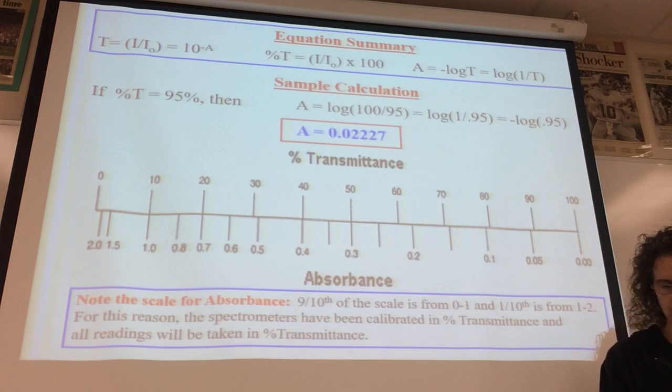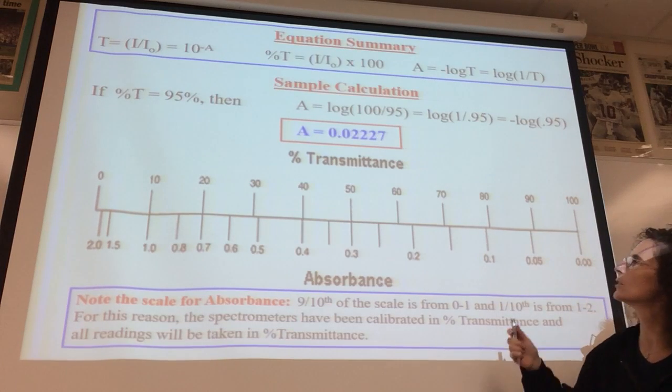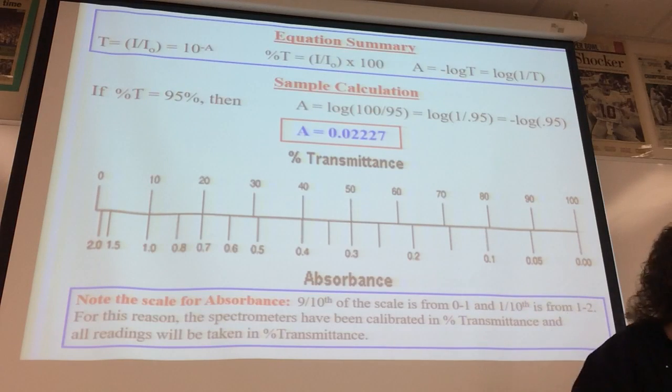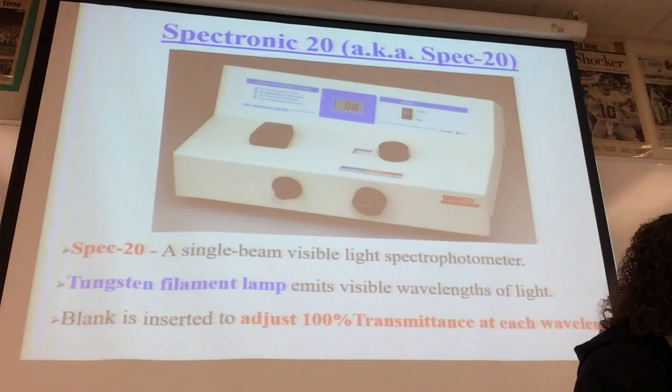There are several calculations or equations here. You don't need to be familiar with any of them, to be honest. I'll walk you through what you need to know in just a minute. The absorbance for this sample is 0.0227. I think I missed a 2. 0.02227. And I'm going to leave that there because it's too complicated.